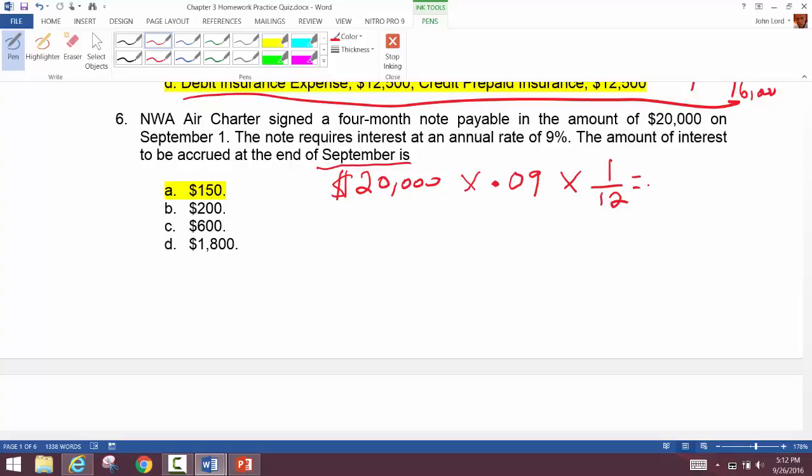Okay, so what happens? 20,000 times what? Times 9% times the 1/12. And again, for 1/12, you don't have to multiply by 1 and divide by 12. That'd be a little crazy. You can just take the 20,000 times 0.09 and then hit divide by 12. And do you get 150?